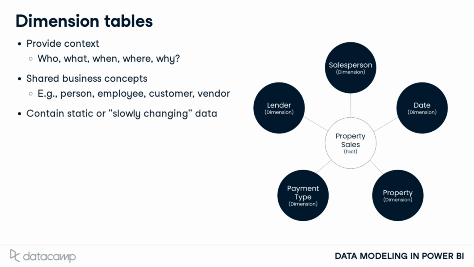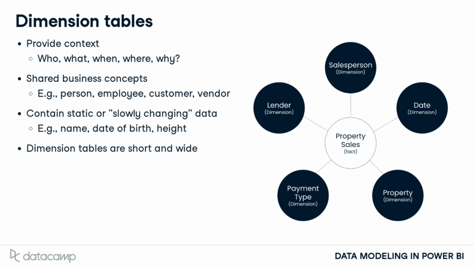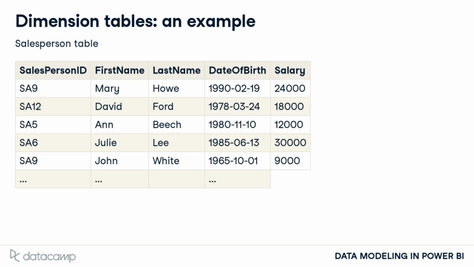Dimensions contain static or slowly changing data. Think of information like names, dates of birth, and height. Dimension tables are typically short and wide. They don't contain that many rows, but do contain a large amount of context for the facts.